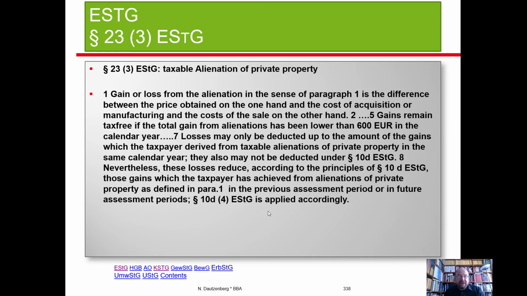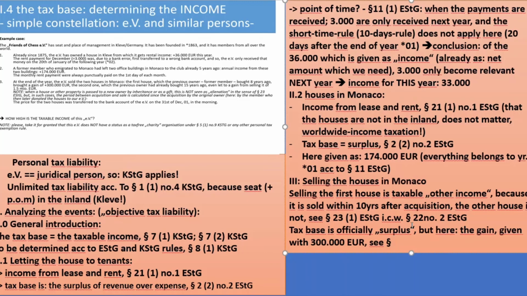Indeed, we find the source which we need, how the taxable income has to be defined, here in paragraph 23, section 3 ESTG: that the gain or loss from the alienation as meant by paragraph 1 is the difference between the price which you obtain on the one hand and the cost of acquisition and manufacturing and the cost of the sale on the other hand. So that helps us. Here we have an additional reference to the Tax Act, which makes us certain that we're really doing the right thing. So see paragraph 23, 3 ESTG. Now, the third event has been dealt with.